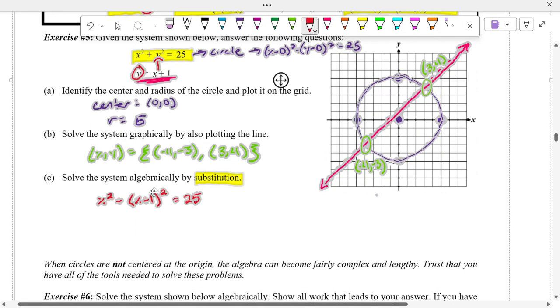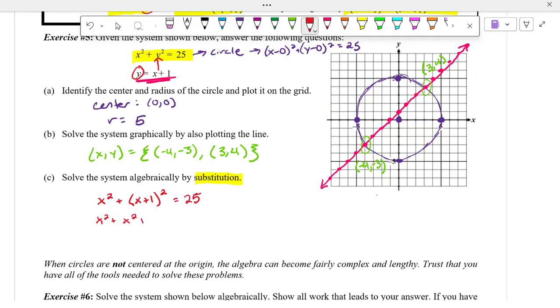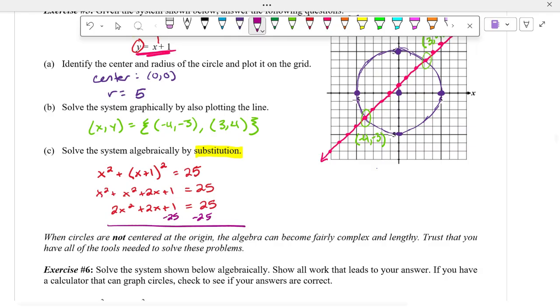So to solve it, we first need to expand this and combine like terms. So this would be x squared plus x squared plus 2x plus 1 is equal to 25. So this would be 2x squared plus 2x plus 1 is equal to 25. And then what do I have to do with the 25? Subtract it to the other side. That goes away, and we're left with 2x squared plus 2x minus 24 is equal to 0. And so it actually does form a nice quadratic function that we can solve.